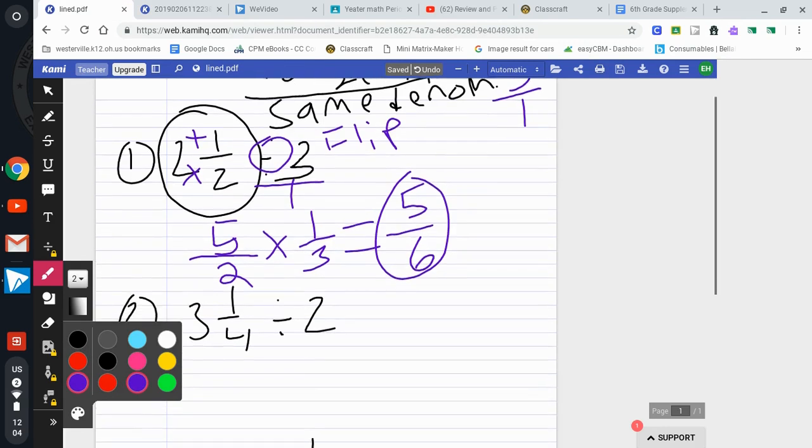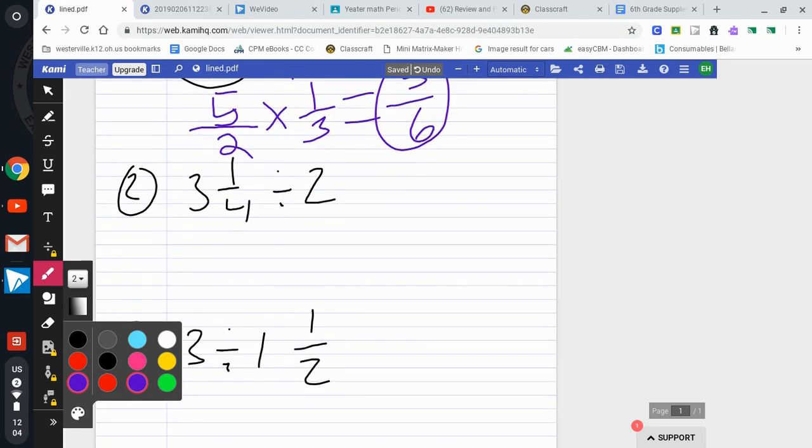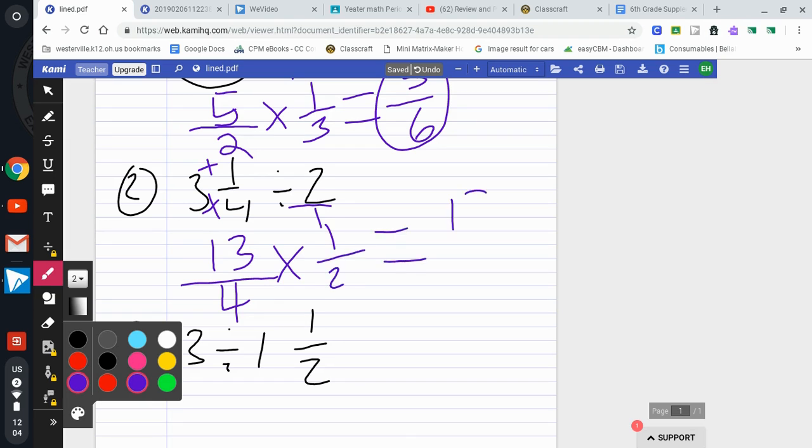We have 3 1/4 divided by 2. So again, we're going to multiply by the whole number and add the top, the numerator. So 4 times 3 is 12, plus 1 is 13. We keep the original denominator. We have 2 over 1, so we're going to change it to multiplication again. We're going to flip it to 1 over 2. Multiply straight across. 13 times 1 is 13. 4 times 2 is 8.